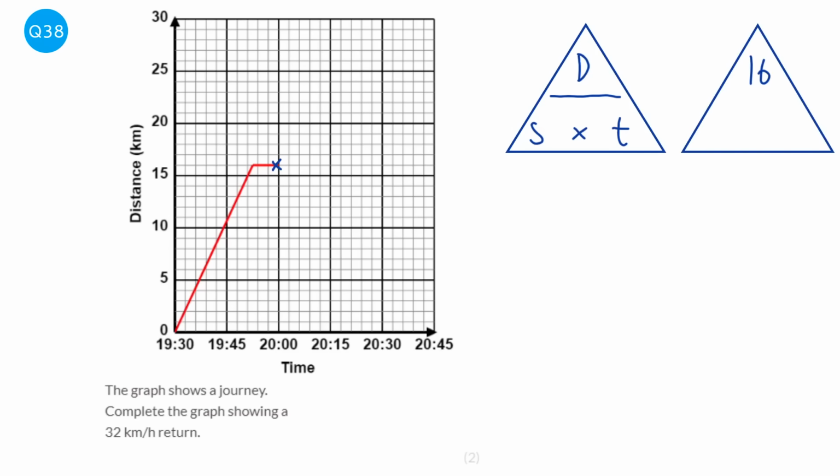And we're told that the speed is 32 kilometers per hour. So the speed is 32. So to find the time, we're going to do 16 divided by 32. So the time is half an hour. And half an hour would bring us, if we start here, to 2030, because it's 8 o'clock where we start, and we end half an hour later.